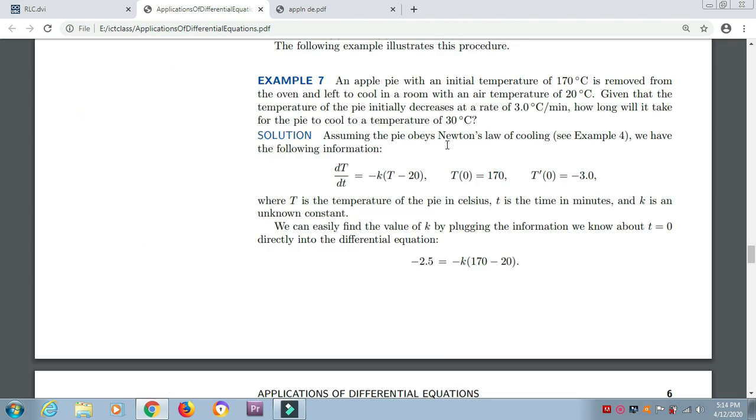Example 6, here I have given one more example. Just go through example 6, then we go for example 7. It is a real life problem we are going to solve.